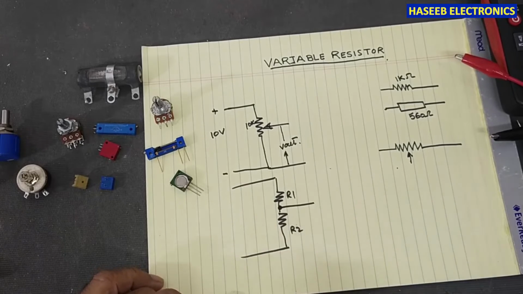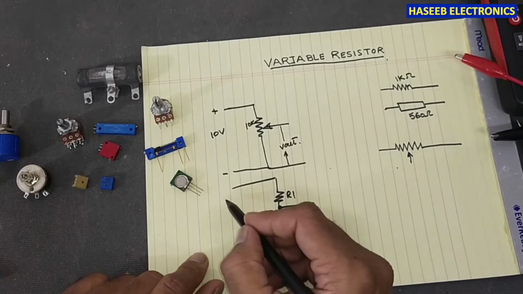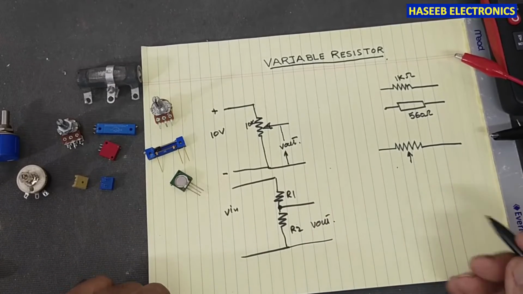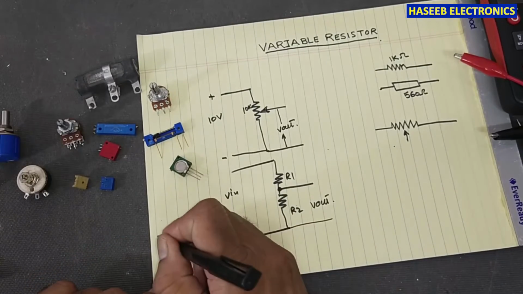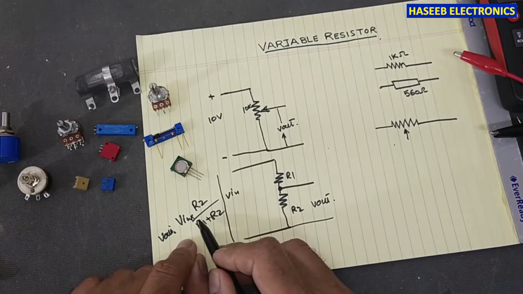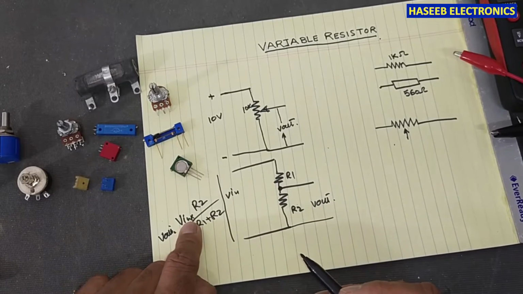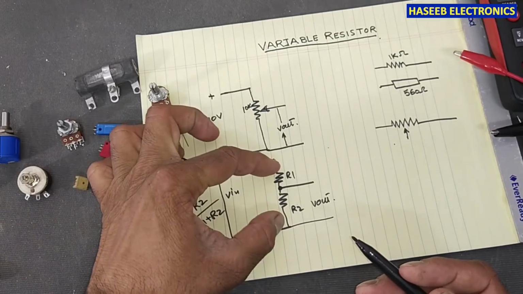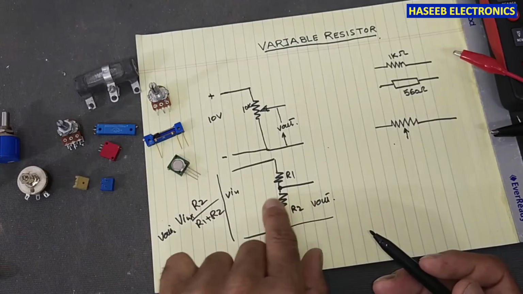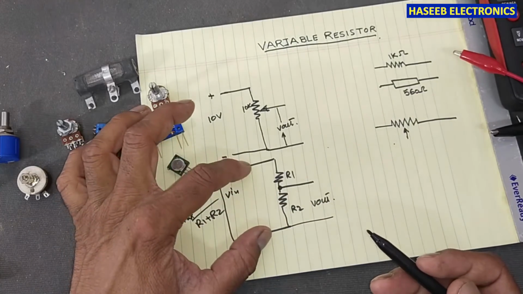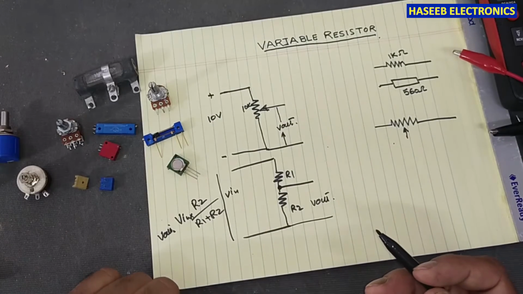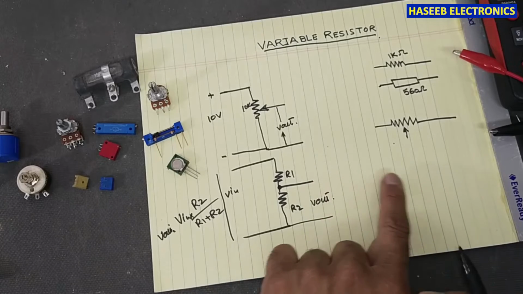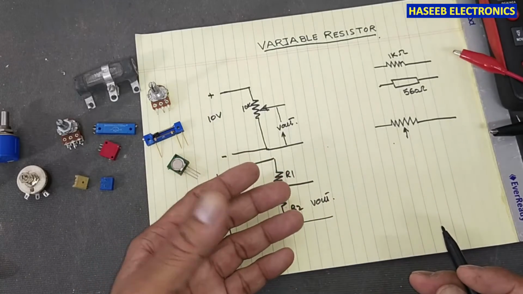Similar circuit, this is the slider point. V in, V out. In a voltage divider we have this formula: V out equals V in multiplied by R2 divided by R1 plus R2. So this is RT, and the voltage drop across this resistor. So it is used to tap voltage, and this voltage will be provided to any circuit to adjust its response, adjust its gain.